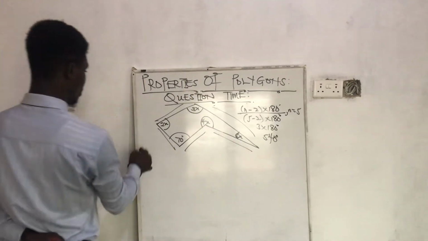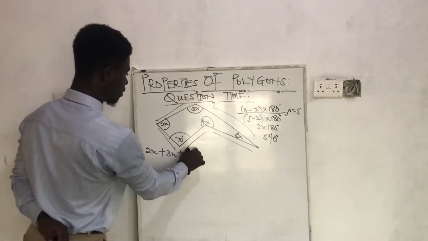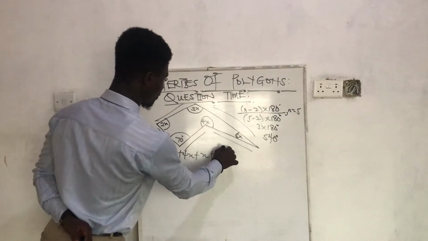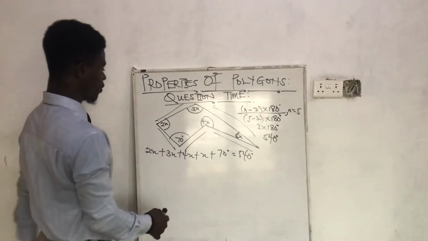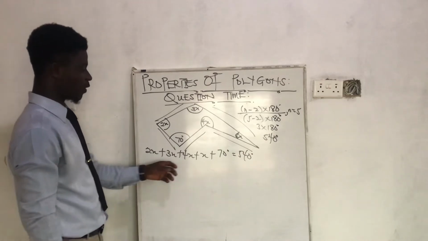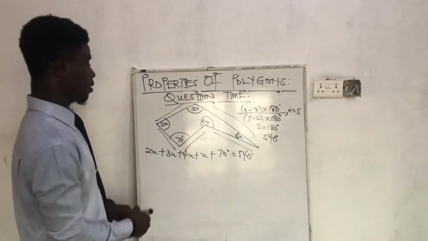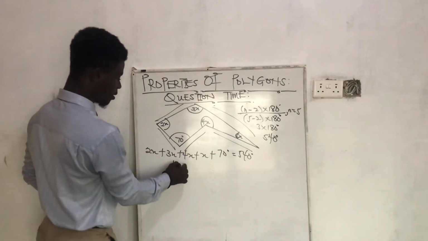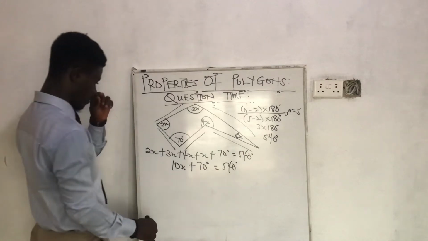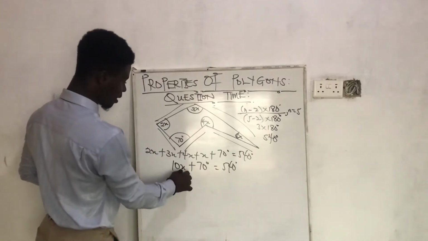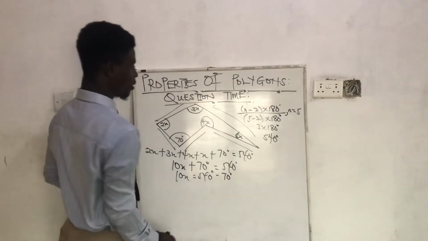So we have this. So it means that you add 2x plus 3x plus 4x plus x plus 70 degrees equals 540 degrees. So 2x plus 3x is 5x. 5x plus 4x is what? 9x. 9x plus x is what? 10x. Then plus 70 degrees equals 540 degrees. So now we group like terms: 10x equals 540 degrees minus 70 degrees.